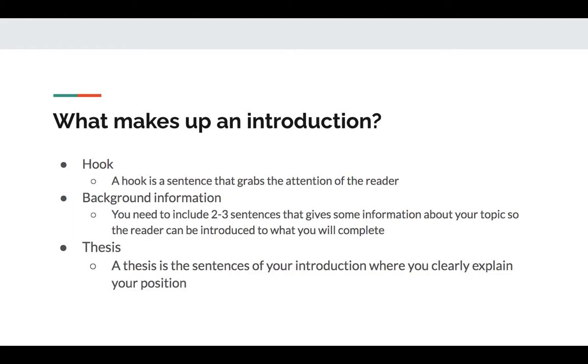Then you have to give some background information, which means you need to include about 2 to 3 sentences that give some information about your topic, so the reader can be introduced to what you will complete. So that is more of general information. And then lastly, you need a thesis. And a thesis is a sentence of your introduction where you clearly, that's a keyword, clearly explain your position. So that is usually the strongest sentence in your entire introduction and essay. And my hope is that I'll be able to teach you how to properly write one.